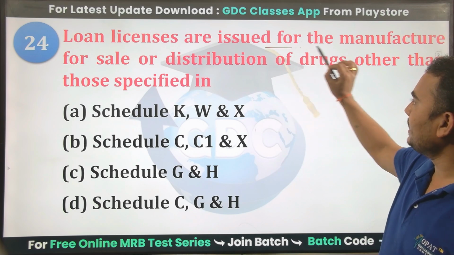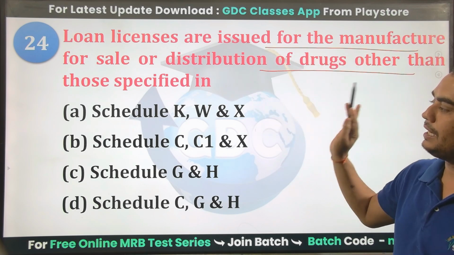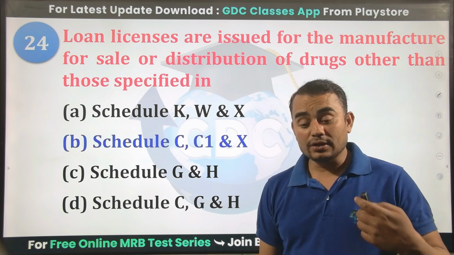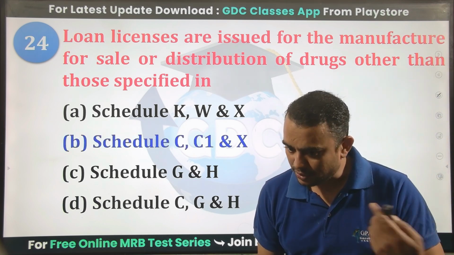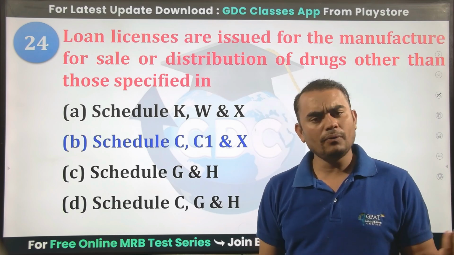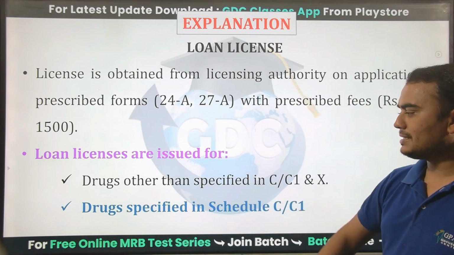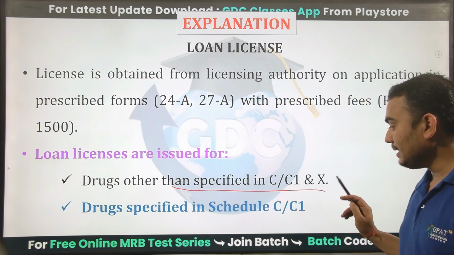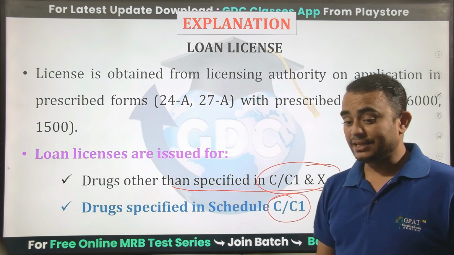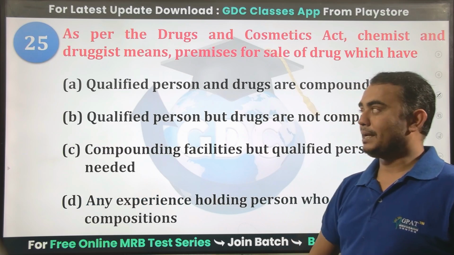Loan licenses are issued for the manufacturing for sale or distribution of drugs other than those specified in Schedules C, C1 and X. Means for Schedule X, you cannot use a loan license, but apart from that, for all the products, you can use the loan license. Loan licenses are issued for drugs other than specified in C1X or drugs specified in C and C1, but for X, never ever can a loan license be applicable.